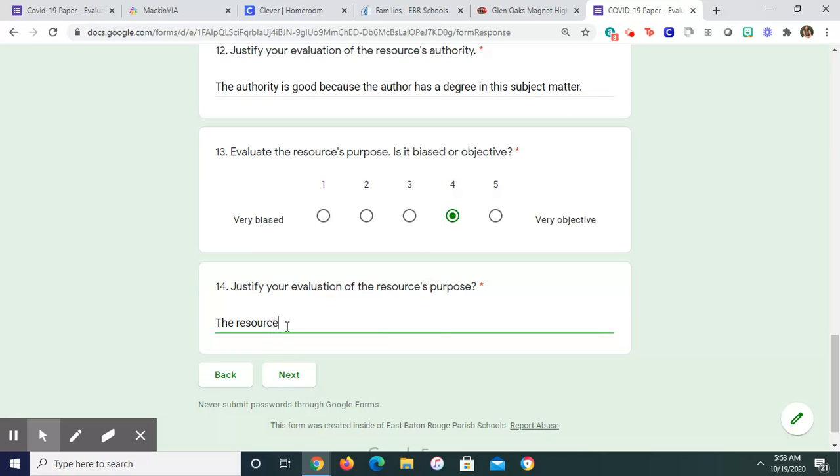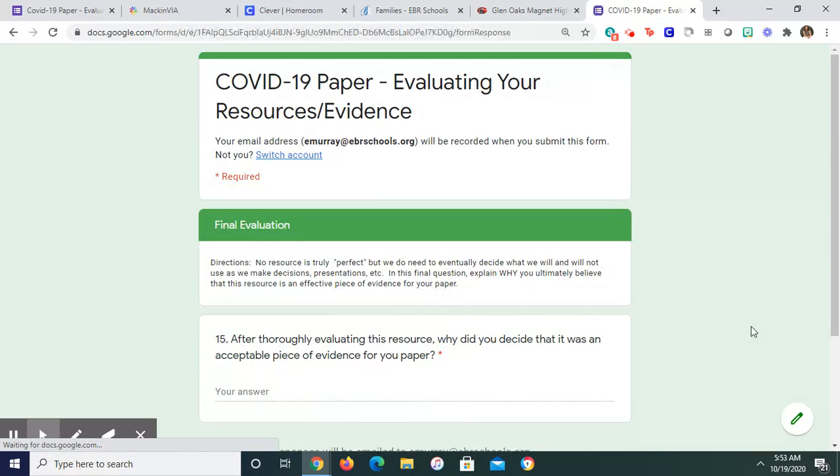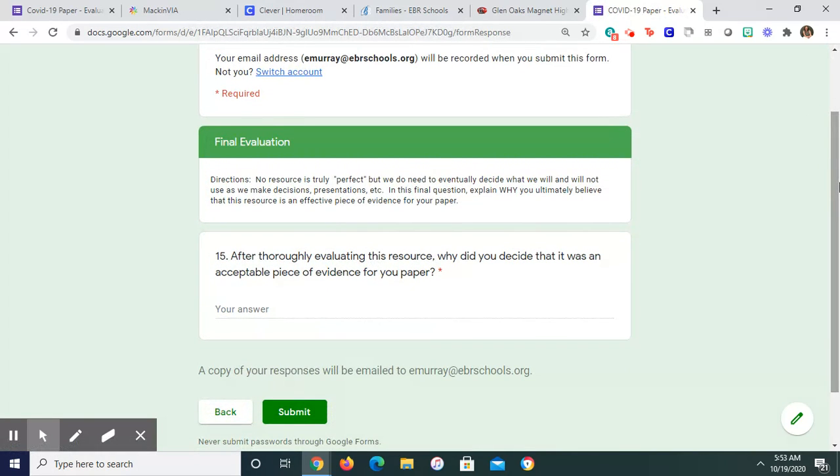The resource's purpose appears to be mostly objective because... You're going to have to fill in all those dots. Last one right here. After thoroughly evaluating this resource, why did you decide that it was an acceptable piece of evidence for your paper? Give your final justification.